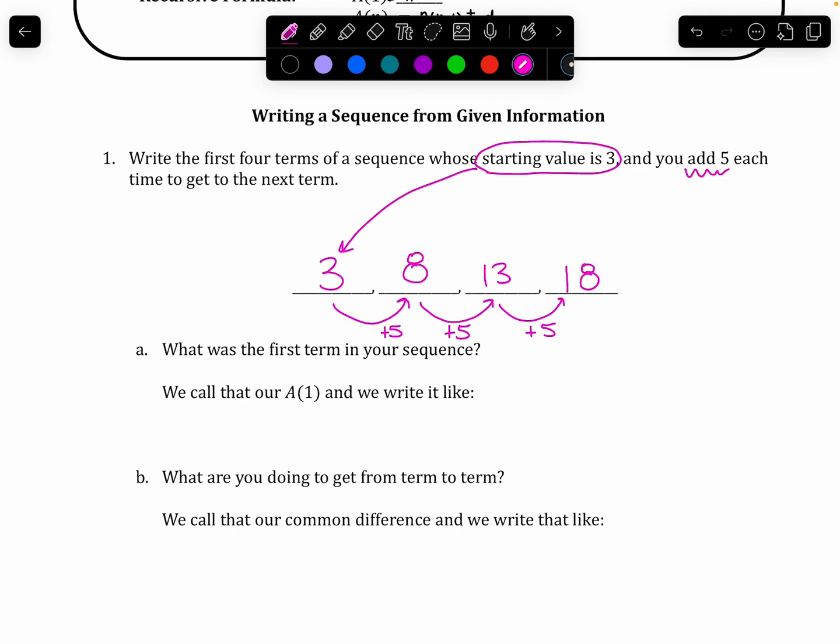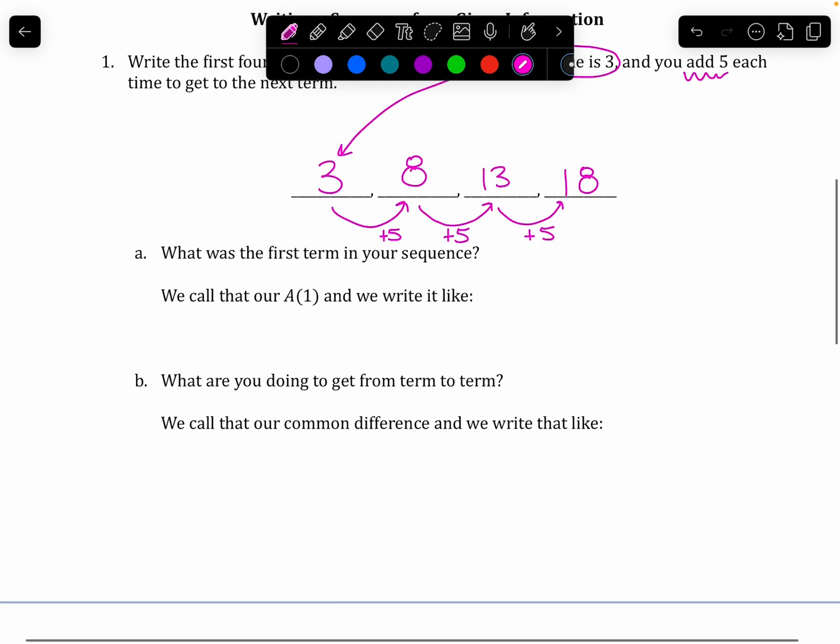And now you have created a sequence where you know your starting value and you know what your common difference was. My starting value was 3, and my common difference is plus 5, because that's what I was doing to get from term to term.